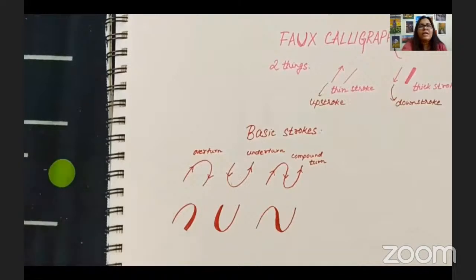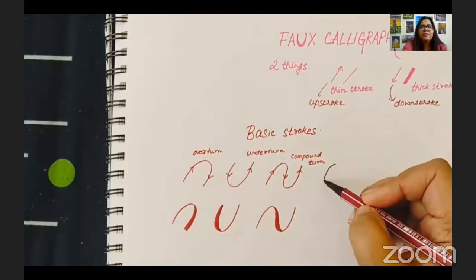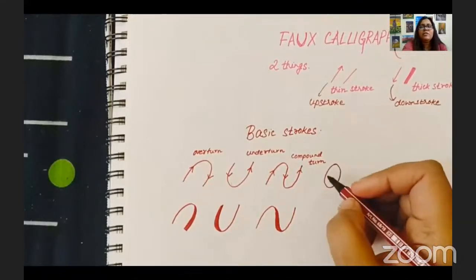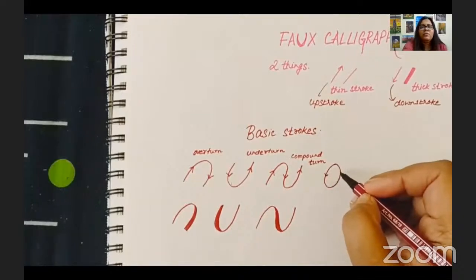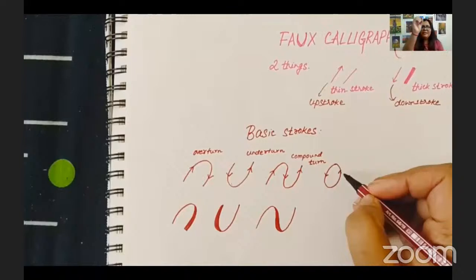Okay. What other forms of turns are there? So see, this is almost like a circle. So how did my hand move? First I went downwards like this and then I joined it upwards like this. So wherever my hand moved downwards, what is the rule? Downward is thicker, right? Downward part is thicker, upward part is thinner, okay?